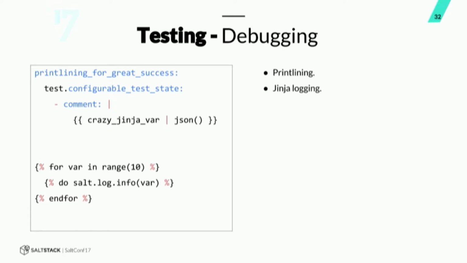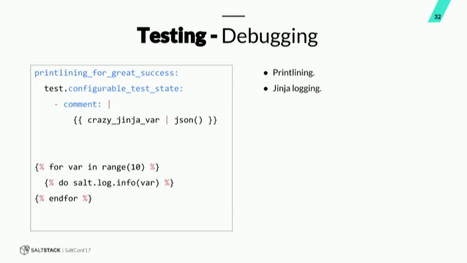Let's talk about debugging. So there's a few ways to do this. One is just good old print lining, right? Adding a print statement somewhere in your code, and the Salt equivalent of print lining looks like this. There's a state in the test state module called configurable_test_state. It allows you to just make a test state that returns whatever you want it to return for testing purposes. But it's really nice for print lining because you can put whatever you want in the comment field. And if you use this YAML multi-line string syntax, then you can put any kind of data structure in here. Again, useful to pipe through the JSON filter just to preserve quoting and data types and that sort of thing. But that's a nice way to just print line something real quickly.